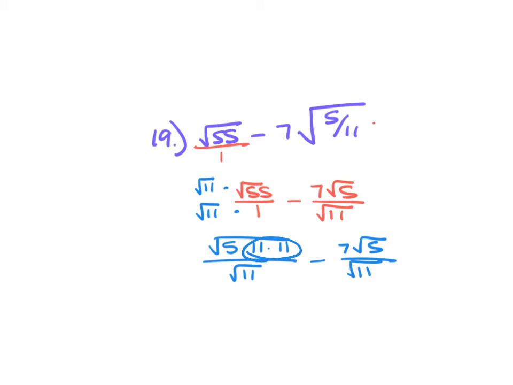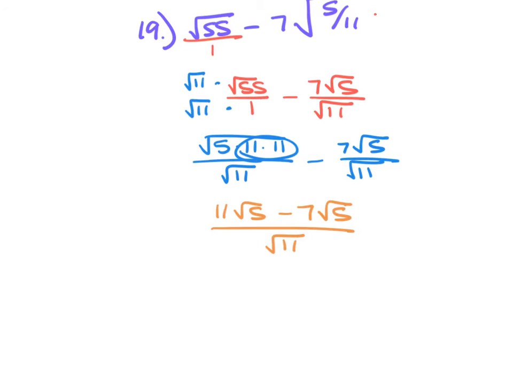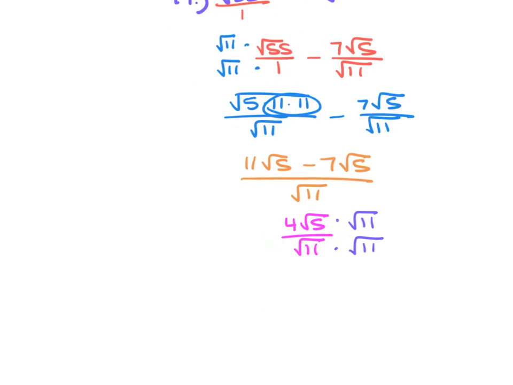Those 11s pair up, we bring one out, so 11 square root 5 minus 7 square root 5 all over the square root of 11. 11 minus 7 is 4. So we are going to have 4 square root 5 over the square root of 11. Again, you cannot leave the square root in the denominator, so we're going to multiply top and bottom by the square root of 11 to give us 4 square root 11 over 11. I'm sorry, 55. 4 square root 55 all over 11.